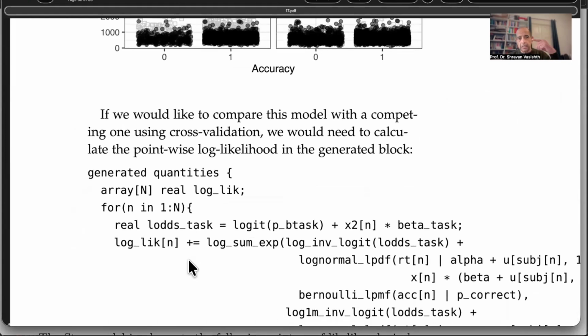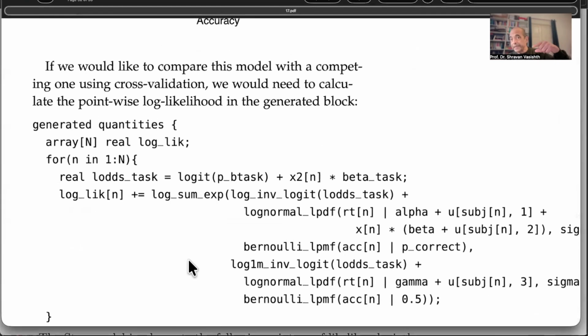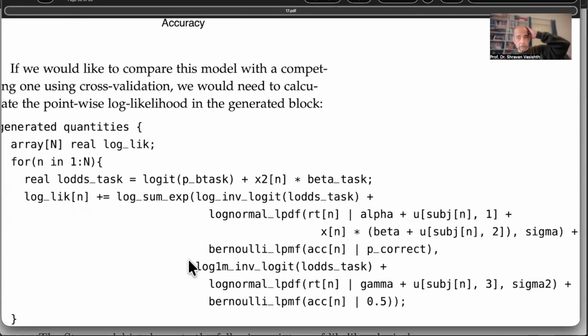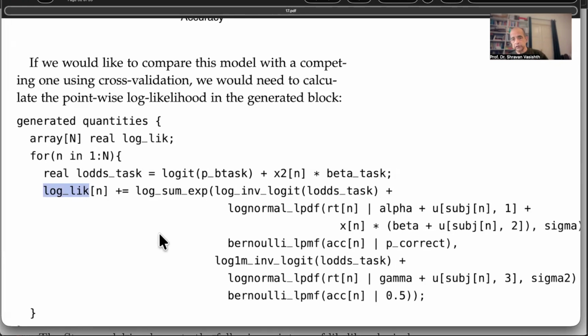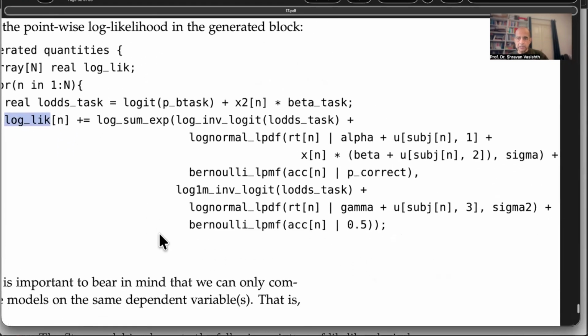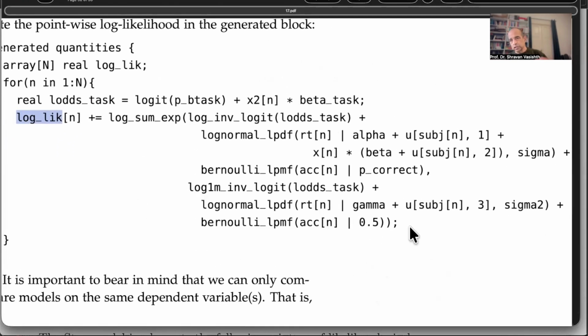So if you're going to use cross-validation to compare this model with another competing model, and as I said, I have many examples of this in our published work. If you go to my homepage and look at our publications, there are lots of papers where we use cross-validation for this. Then what you would have to do in the generated quantities block is extract the log likelihoods, because the log likelihoods will be used in the K-fold cross-validation step. All this is discussed in the K-fold cross-validation chapter.